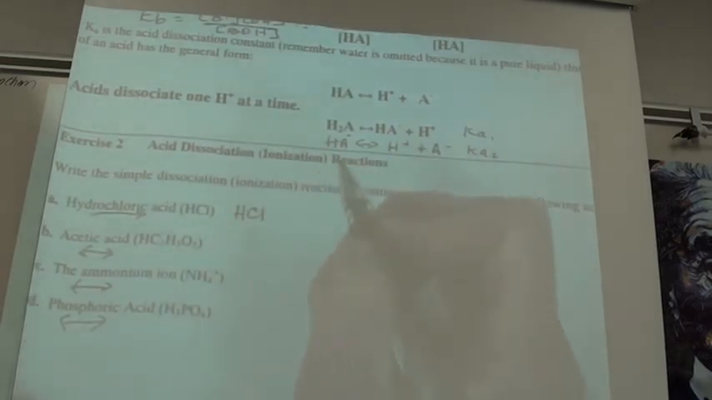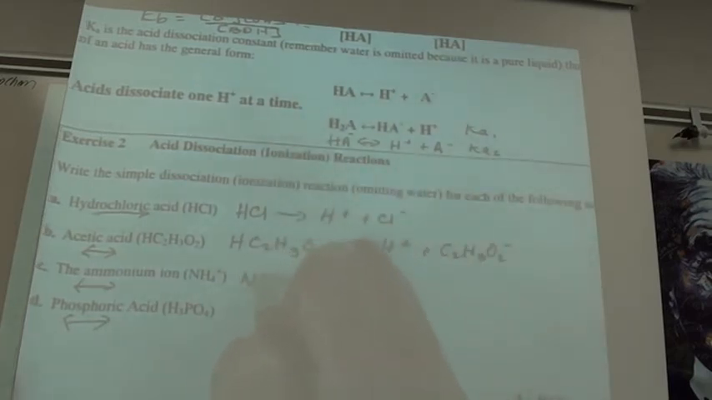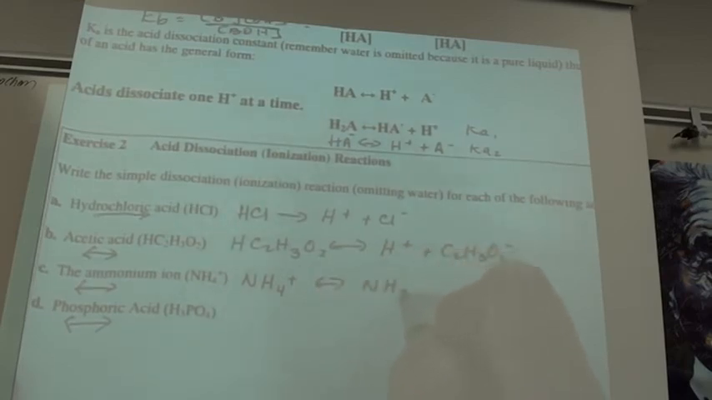All right. So I'm going to write the dissociation, the breaking apart minus the water, looks like this. Acetic acid will be an equilibrium since it's weak. Ammonium and phosphoric acid. So on the bottom right answer is that double arrow on A as well. Yep.